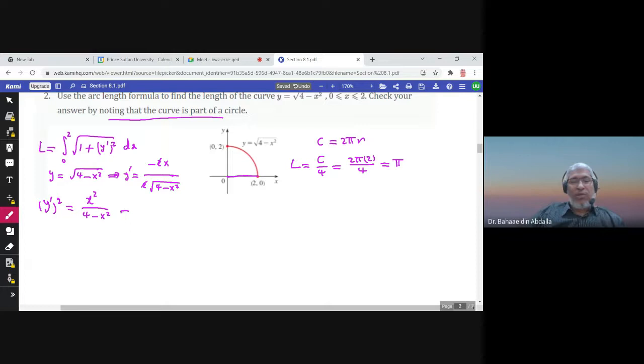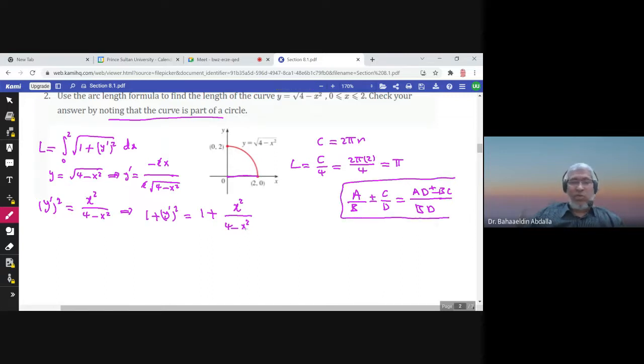Now we need to find 1 plus y prime squared. Okay, this is what is inside the root. So I need to add these two fractions. And always we will need this formula, that a over b minus c over d equals ad minus bc in the numerator, bd in the denominator. If there is a plus, it would come here. This formula becomes important in this section. We will need it always.